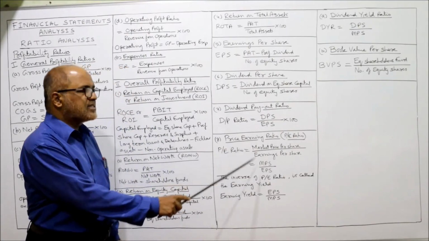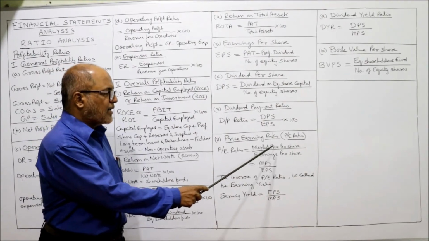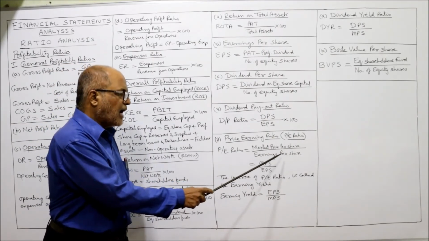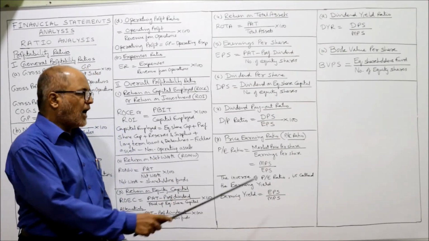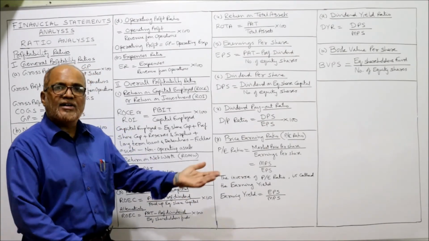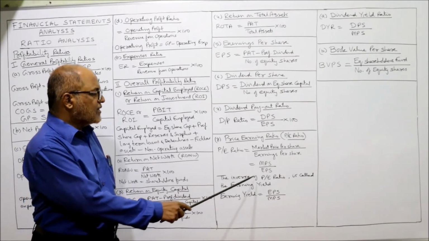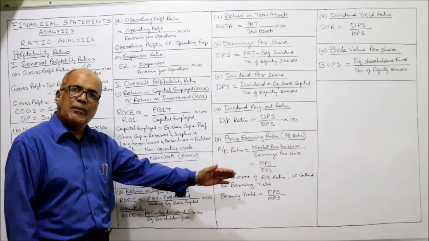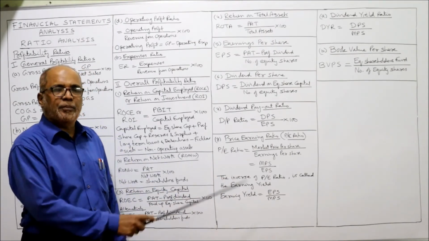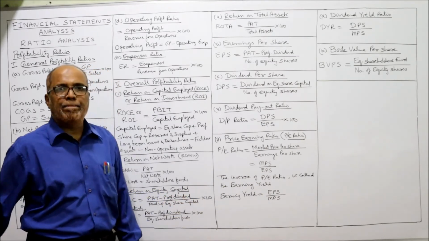The next one, price earning ratio. Very important ratio. The price earning ratio is equal to market price per share divided by earnings per share. The inverse of the PE ratio is called earning yield. So earning yield is equal to EPS by MPS, and PE ratio is MPS by EPS.